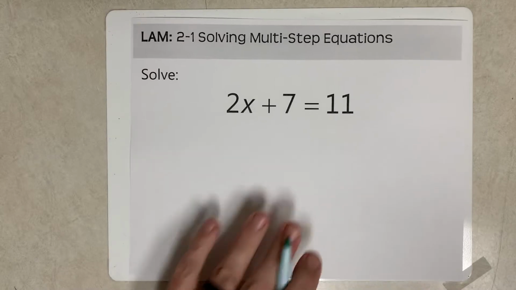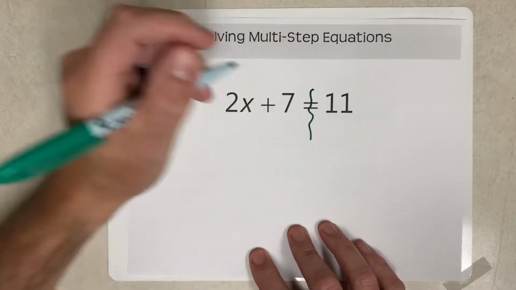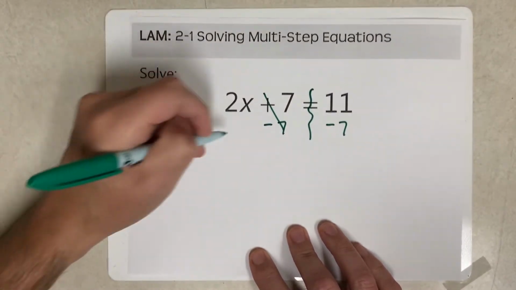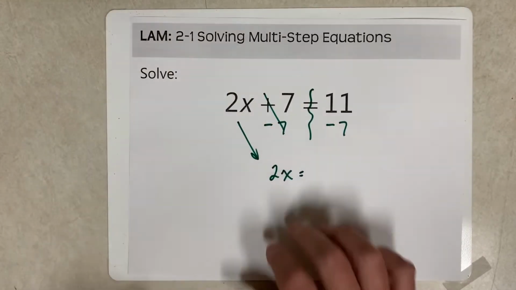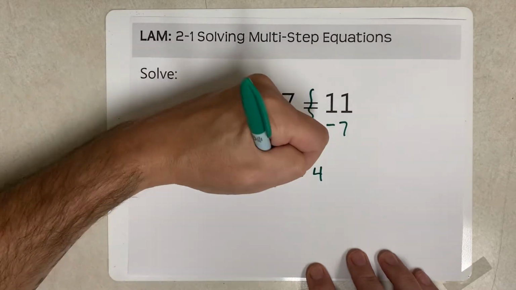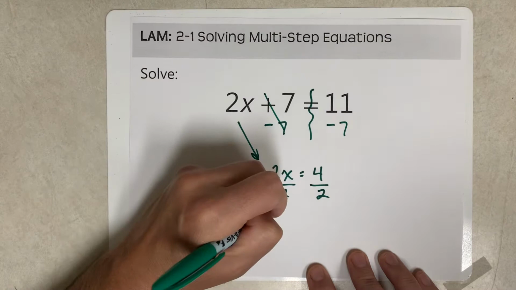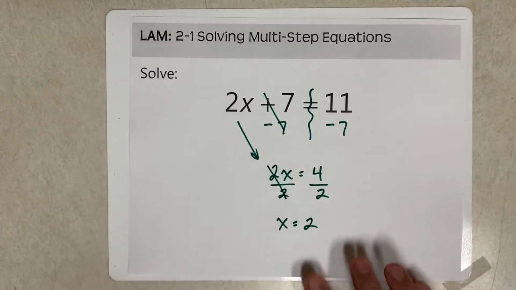Just to review, another two-step. Okay, this one, subtract 7. We're going to bring down our 2x equals 11 take away 7 is 4. And now our last step, divide by 2, cancel, and x is equal to 2 for that one.